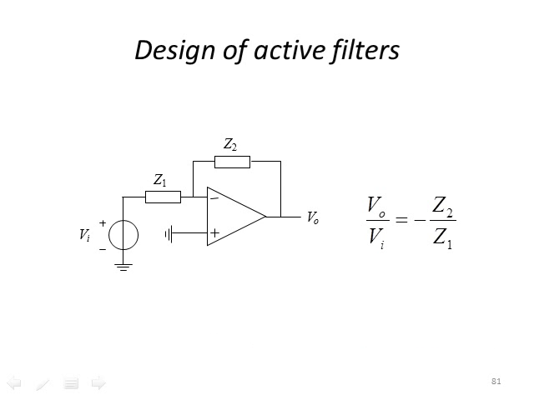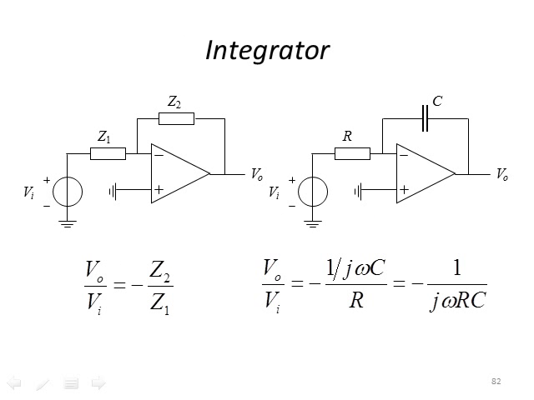So the design of active filters using operational amplifiers. We need to know how to derive our transfer functions. Now instead of just resistors, we're going to have impedances. So we make our transfer functions using impedances, Z1 and Z2 for example. If we want to make an integrator, then Z1 should be a resistor and Z2 should be a capacitor, and then the transfer function accordingly.